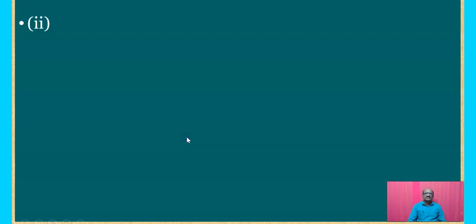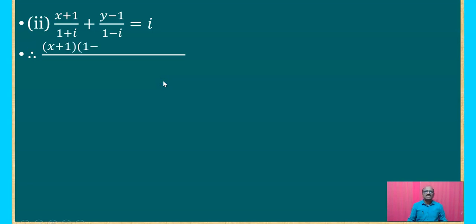Next, the second one: (x plus 1) upon (1 plus i) plus (y minus 1) upon (1 minus i) is equal to i. Okay. For the simplification, cross multiplication is here: in bracket (x plus 1) into (1 minus i) plus (y minus 1) into (1 plus i), upon the multiplication of these two denominators, that is (1 plus i) into (1 minus i), is equal to i.